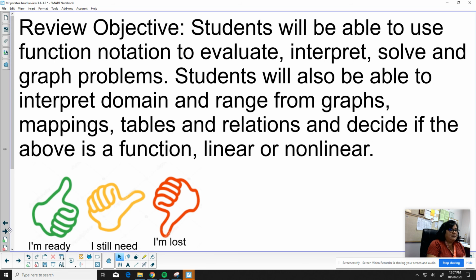Okay, all done. So on the quiz, we're going to be doing function notation. You'll have to know domain and range from graphs, mappings, tables, and relations, and decide if something is a function or not, and decide if something is linear or nonlinear. That's everything we've done in 3.1 to 3.3.